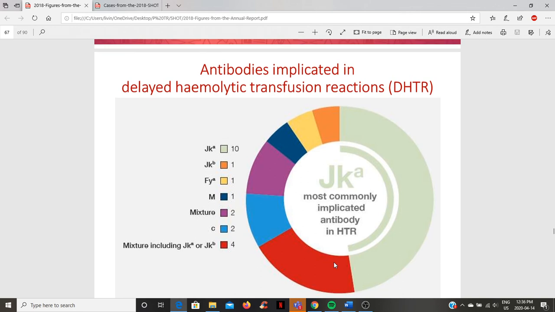And then the last one I wanted to show you was, what antibodies were actually implicated? Does this go along with what we've been learning? So antibodies implicated, the top culprit was anti-JKA. 10 of those took place. Okay, and then for a mixture including JKA or JKB is 4 of those. And you've also got a Duffy A, an M, which is interesting, a little C, or a mixture. And remember, it might depend on the year which antibodies actually come up, because this would be happening in different patients. But kind of cool that the Kidd system, which we've been learning about, actually is true.